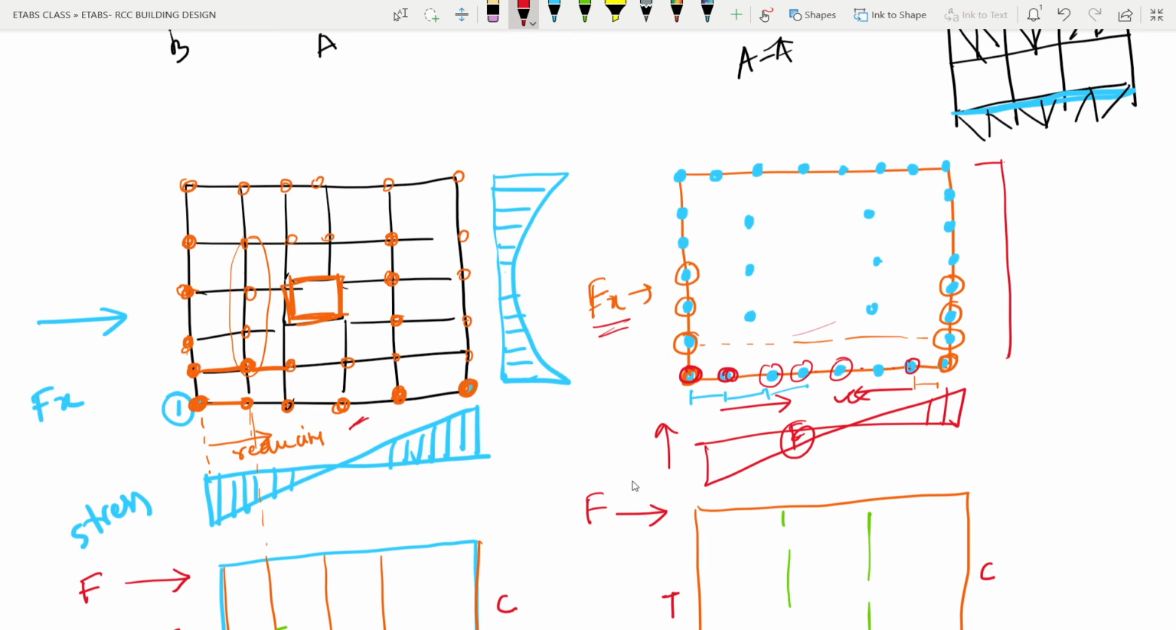Talking about now the Fy force, right? So I think I have drawn only this is the diagram it will be. So these columns will be subjected to higher force, and the inner columns, as you go inner side, will be subjected to less force. So all columns are not giving us the expected efficiency that we wanted.